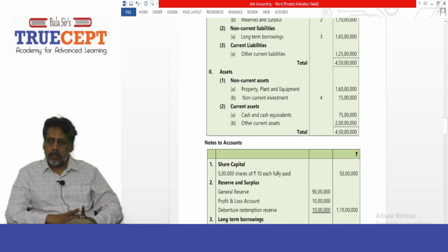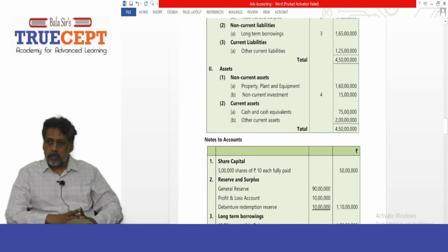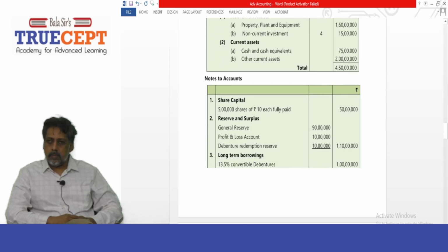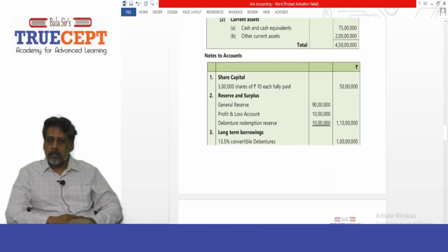Asset side, you have non-current assets, property, plant and equipment, 1 crore 60 lakh. Non-current investments, note number 4, 15 lakh. Current assets, cash and cash equivalents, 75 lakh. Other current assets, 2 crore. Notes to accounts: share capital, 5 lakh shares of rupees 10 each, fully paid up, 50 lakh. Reserves and surplus: general reserve 90 lakh, profit and loss account 10 lakh, debenture redemption reserve 10 lakh.